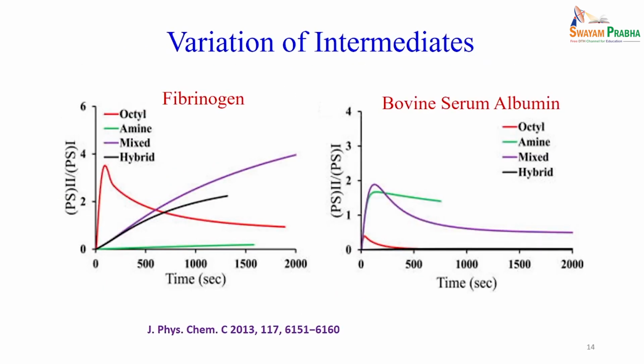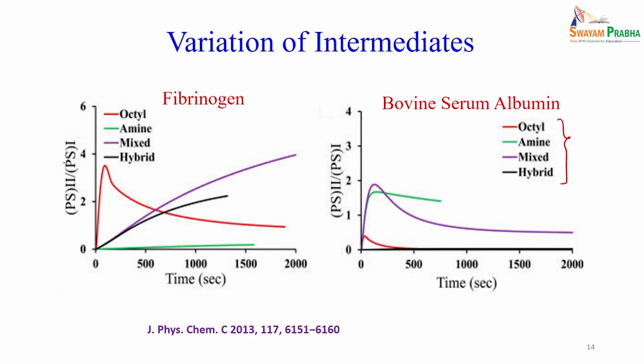So, here is one example where two proteins, one is fibrinogen, the other is bovine serum albumin, and their adsorption was studied on surfaces with different functional groups, or you can say different wettability. What you can see over here is plotted as the ratio of PS2 upon PS1. It means PS2 is the final conformation, PS1 is the intermediate conformation, or you can say the side-on orientation divided by the end-on orientation.